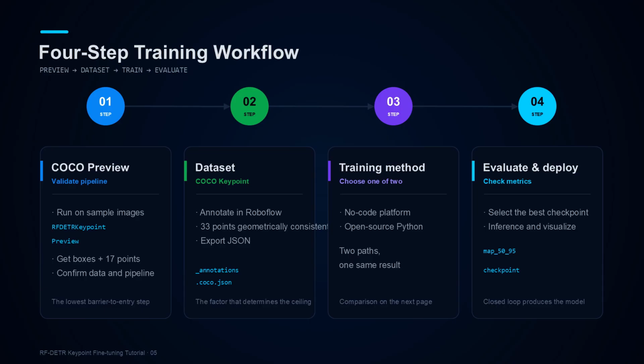The overall workflow has 4 steps. Step 1 runs the COCO preview checkpoint to validate the pipeline. Step 2 builds the COCO keypoint dataset. Step 3 chooses a training method, no-code platform or open source, your choice. Step 4 evaluates metrics and deploys inference. Let's expand on each point.